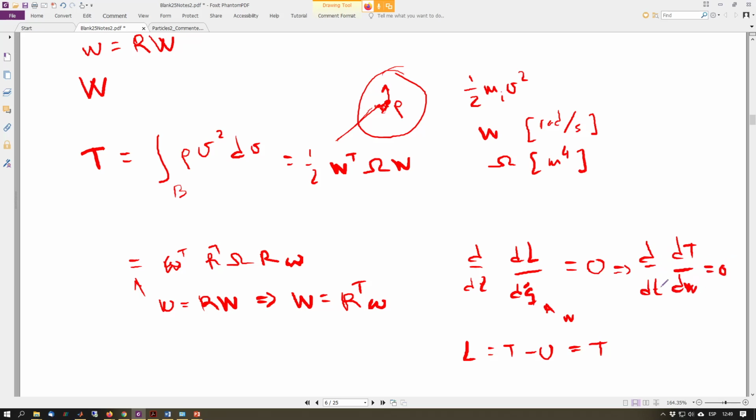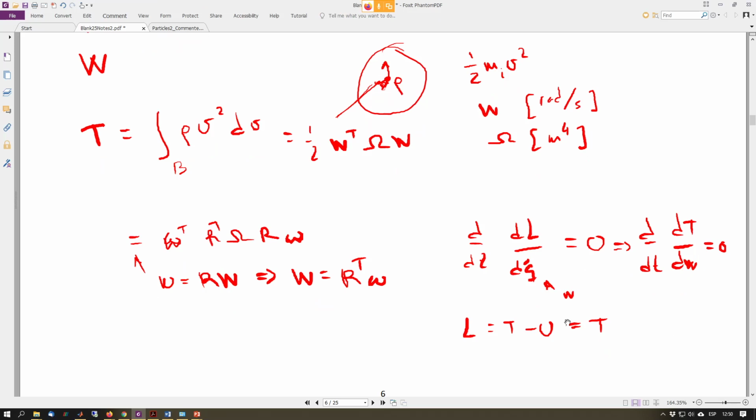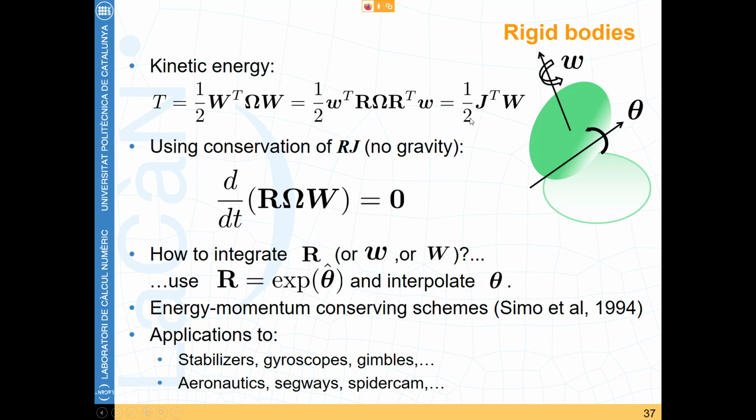Omega small w, shorter to say omega that small w. All right, so in these equations we end up having that the time derivative of this quantity with respect to small w is nothing else than r omega and omega. This is a quadratic form with respect to small w. So the time derivative is 2 times r omega r transpose w, which is in fact our r omega multiplied by capital W. So these are our Euler-Lagrange equations that we need to solve.